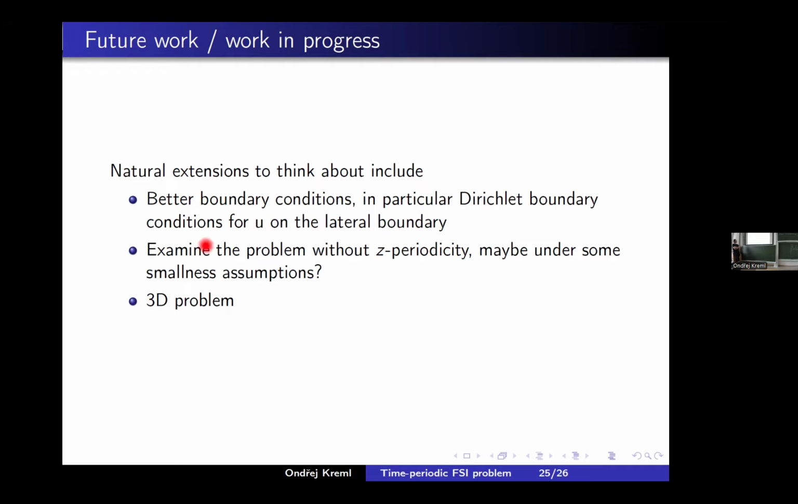So this, of course, maybe can also be a problem to study, if ever it is possible, only under some smallness assumptions which would prevent the beam from really touching the boundary. But the first problem, with Dirichlet boundary conditions for u on the lateral boundary, maybe should be possible. We have some problems with the Bogovskii operator there, so we decided to use periodic boundary conditions in the x direction as well. So these are two further generalizations, and of course, what would be interesting is to have a 3D problem.